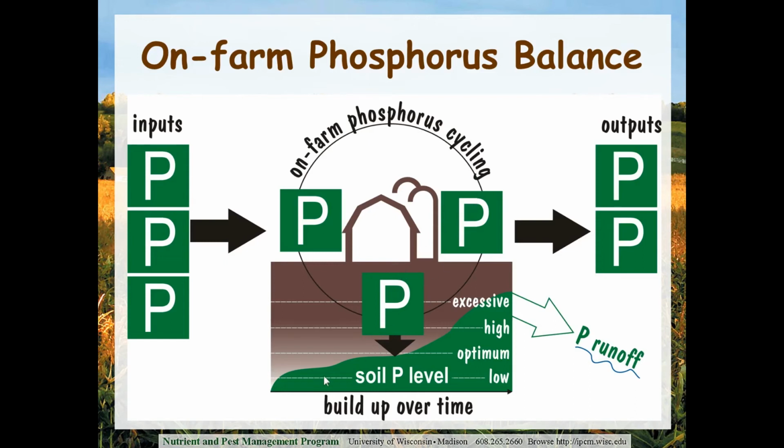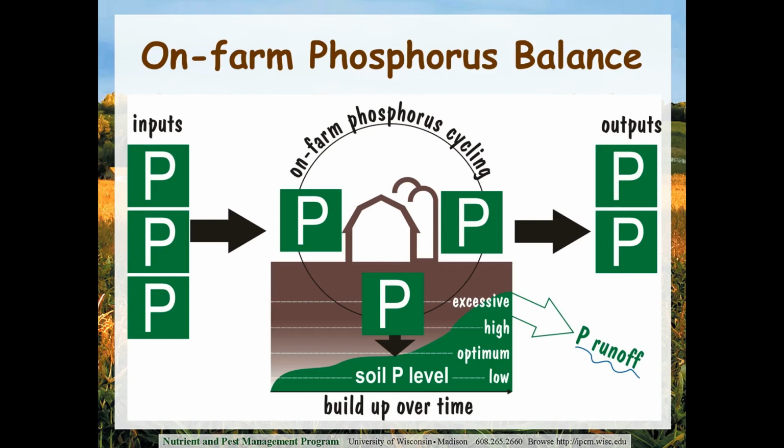The manure is applied on the soil, and over time, if we're applying more phosphorus, including fertilizer phosphorus and manure phosphorus, than our crops are removing, we can build up soil test P values over time. It takes time to build up these soil test P values. It's not a bad thing to build up soil test P values. As a matter of fact, it's a good thing.